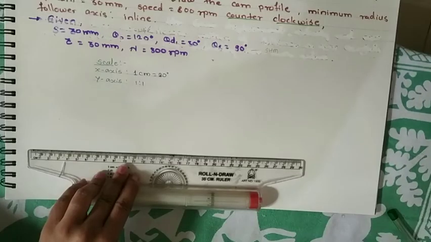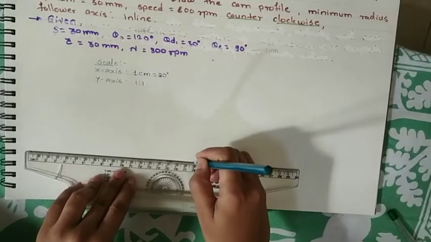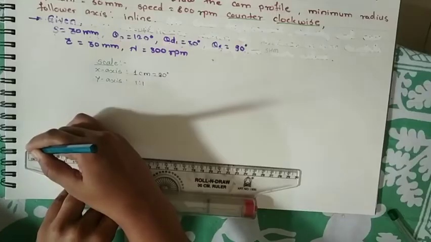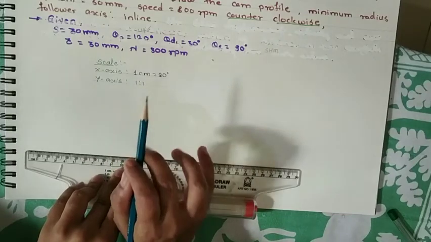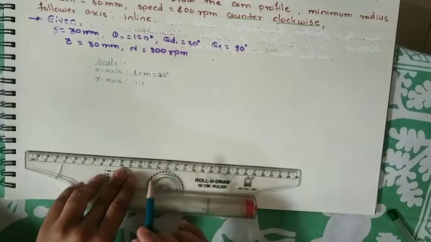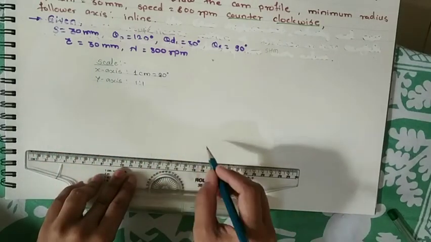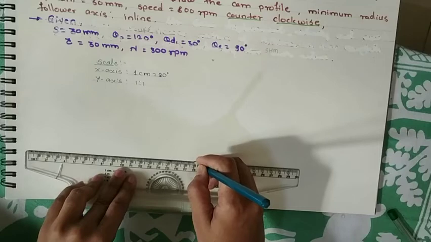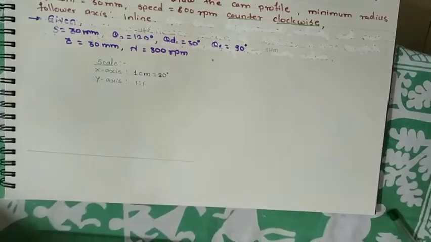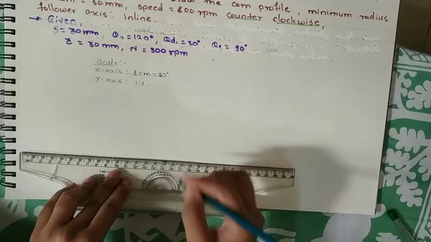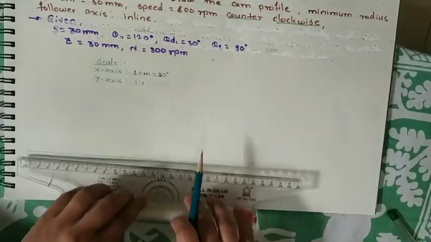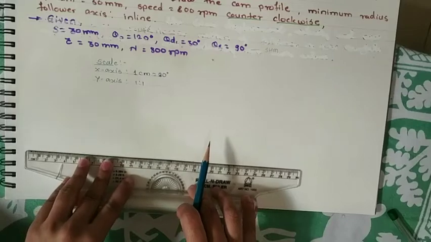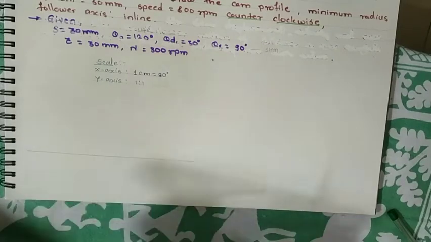So let's see. Firstly, let's start to draw the displacement diagram. Here we are going to take a scale: on the x-axis 1 centimeter is equal to 20 degrees, and on the y-axis 1:1. On the x-axis we are going to draw a line of 18 centimeters, because one rotation of the cam is through 360 degrees.